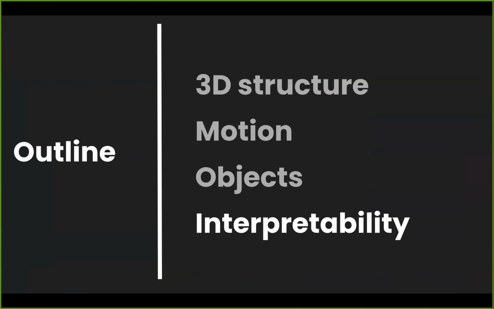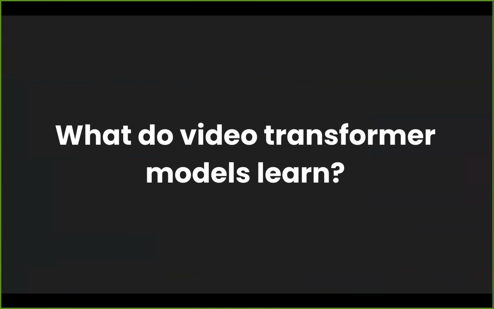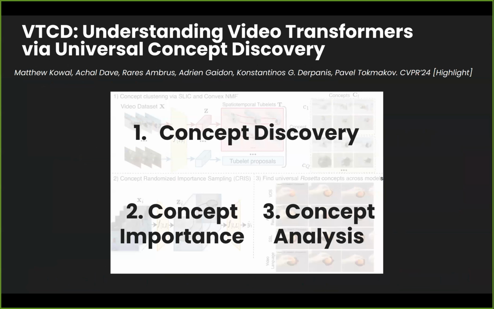Okay, and very briefly, I'm going to talk about interpretability, which is the fourth chapter of this talk. From the early days of the team, we have treated videos as first-class citizens, and we've learned from them. And one question that we asked ourselves is, what do video transformer models learn? It turns out that there aren't actually many papers that look at interpretability for transformers, or for video transformers in particular. And this is basically what we propose in our paper, VTCD, Understanding Video Transformers via Universal Concept Discovery.